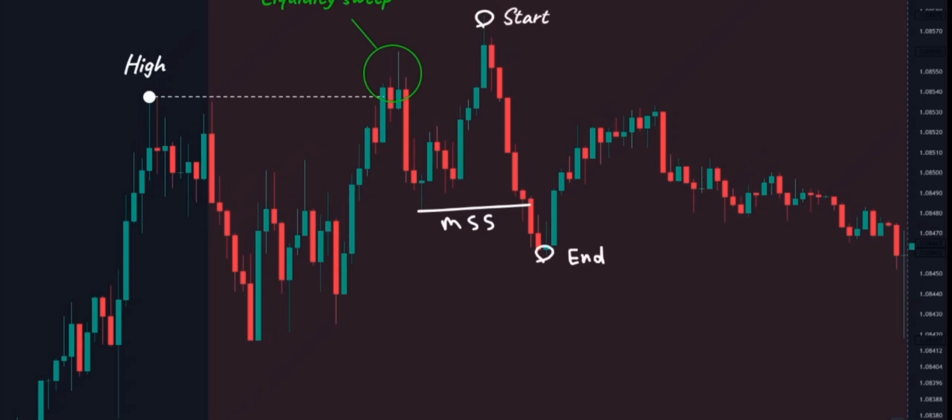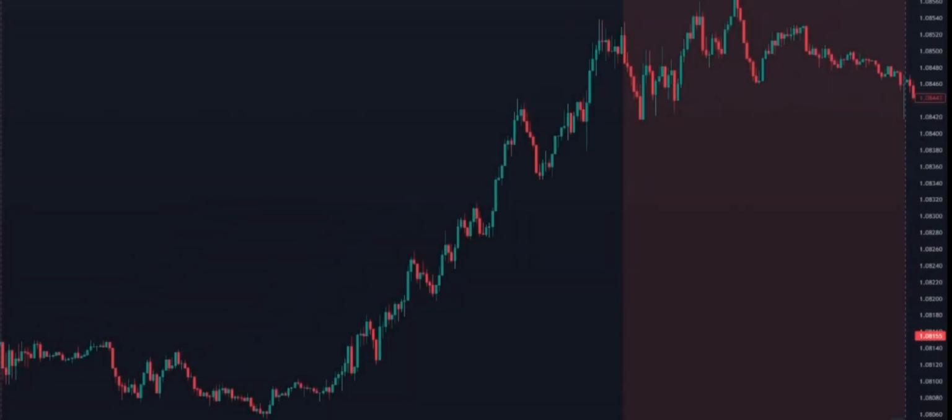This movement has also created multiple fair value gap areas that are our supply zone to go short. However, by applying the retracement tool, we can see that only this one is inside the premium side of the range. So we are only interested in trading this FVG. Let's see the next day.